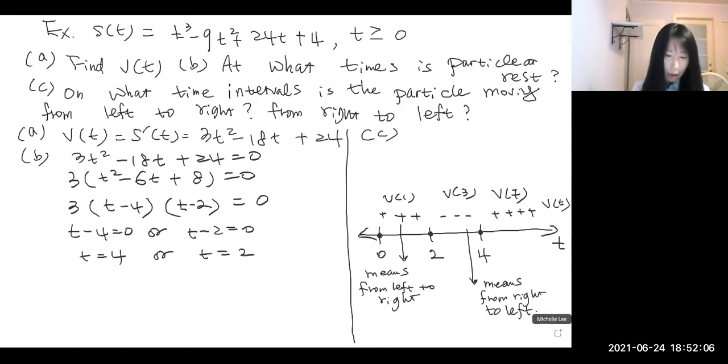Okay, so what's the question? What time intervals is the particle moving from left to right? Oh, we have to answer both, right? So from left to the right. So let me write down from left to right.